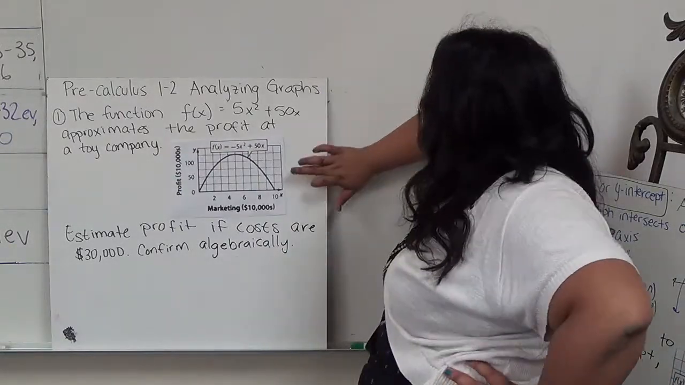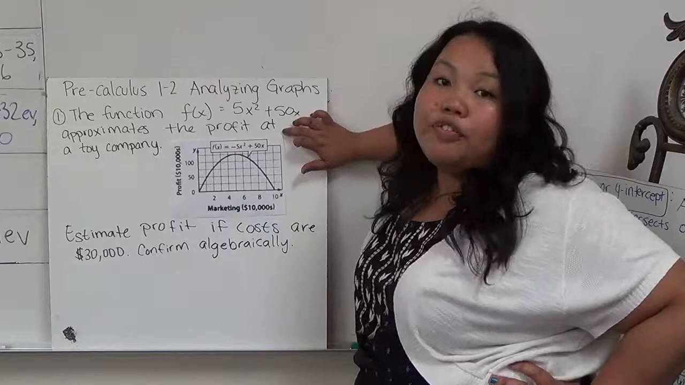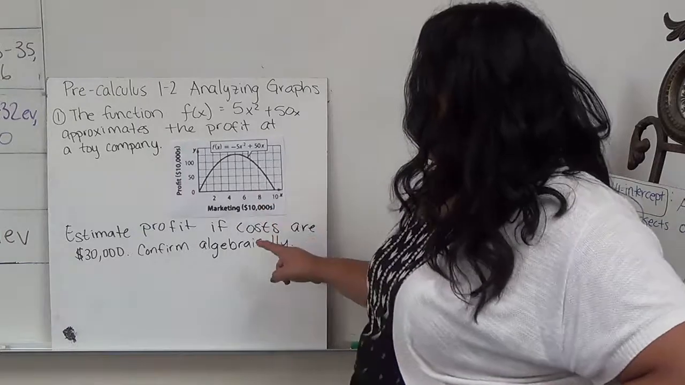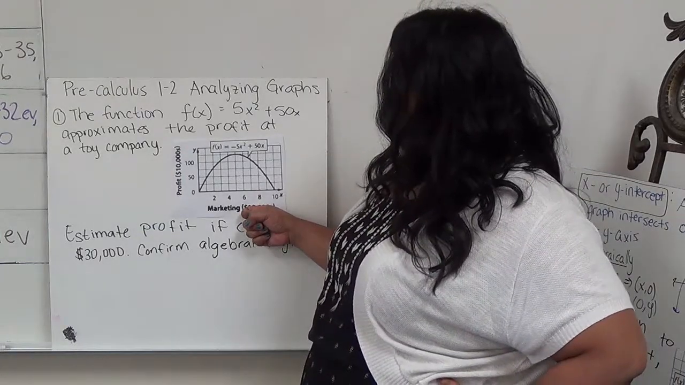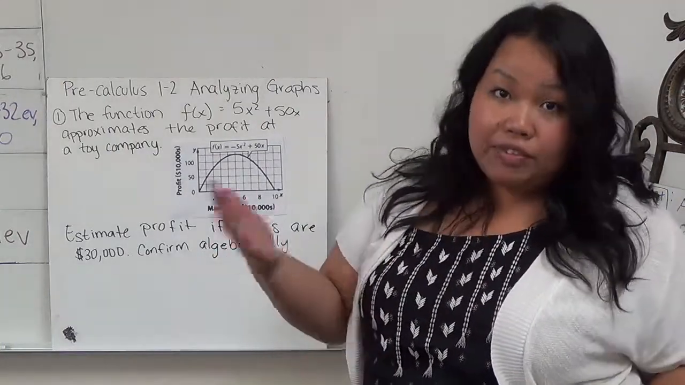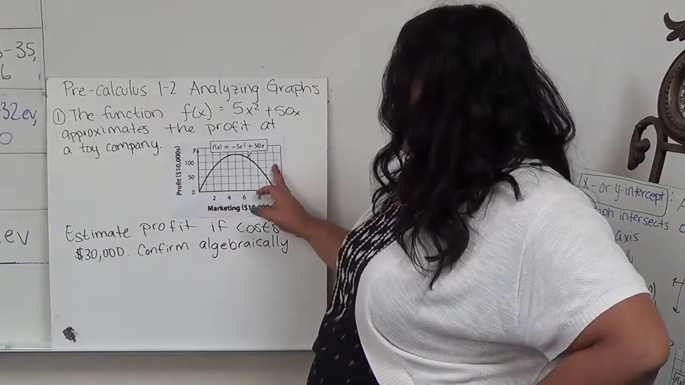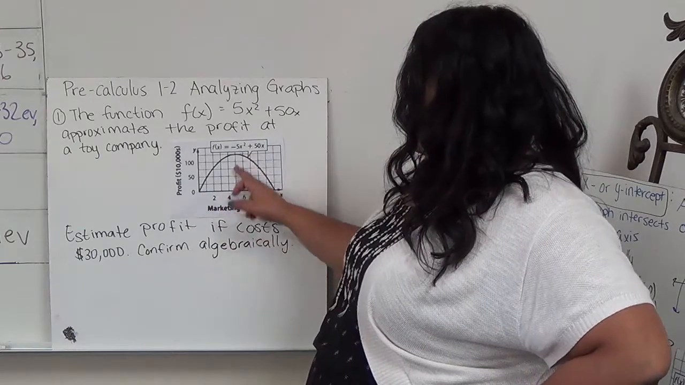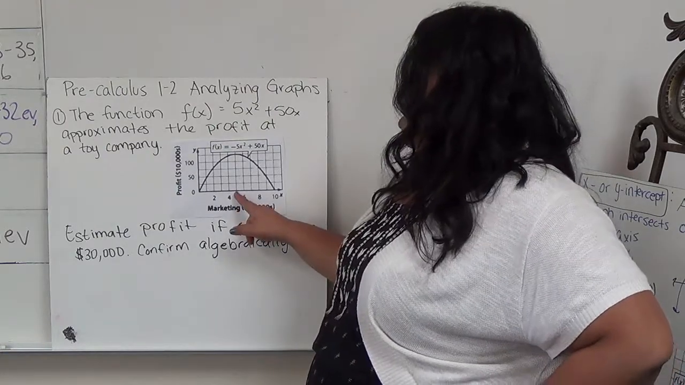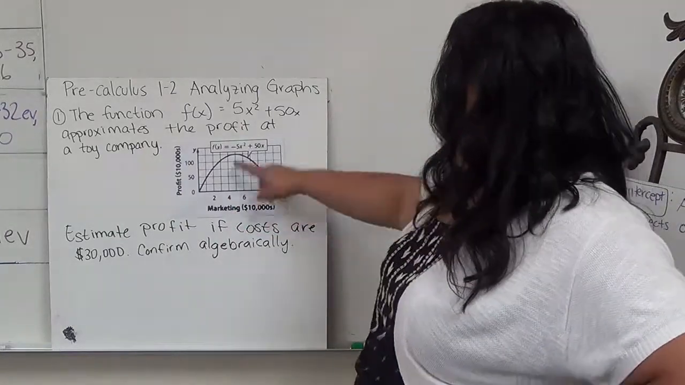So, for example, this equation is the function f of x equals negative 5x squared plus 50x. It approximates the profit at a toy company. So this is the profit at a toy company, so the amount of money that they spend on marketing, the cost that it costs them to advertise, and then how much profit they make off of it. And if you're reading it, you can tell this is the height. If they spend any more than 50,000, because it's in 10,000s, then they start losing money from profit. I mean, they don't maximize a profit. This would be the maximize.